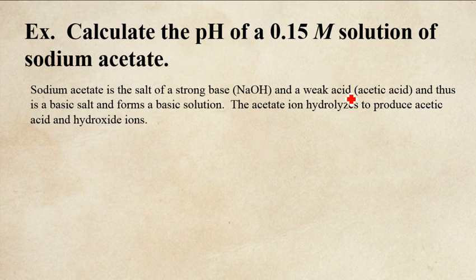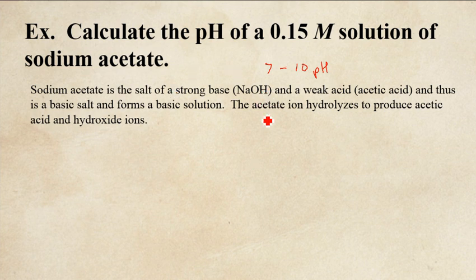First of all, sodium acetate is the salt of a strong base and a weak acid, and so a basic solution is going to be formed. We don't know how basic, but we can at least say to ourselves, expect a pH somewhere between like 7 and 10 maybe. So we'll just leave that up there for when we do the math here.